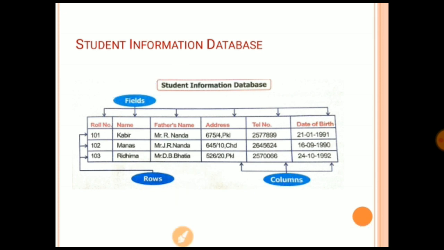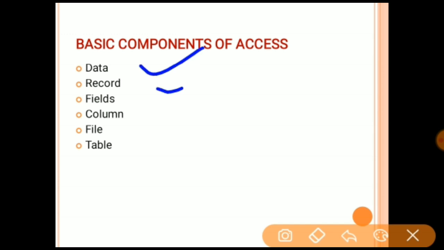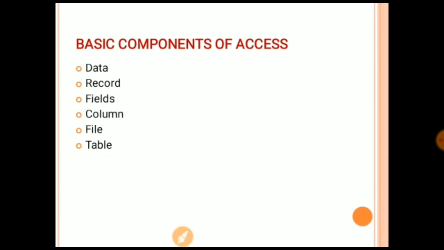We will discuss these, as they are the components of the database, and we will discuss all these options in the next slides. Basic components of MS Access are data, record, fields, columns, file, table. With the help of these components, you can easily understand what the basic motive to use the database is and what the basic use of your MS Access is. Fine.